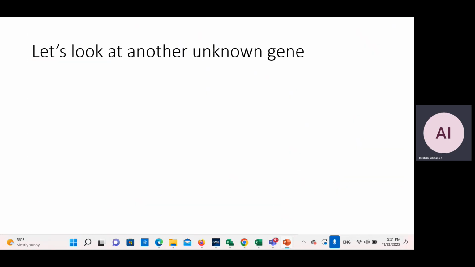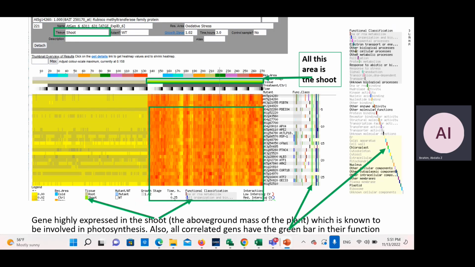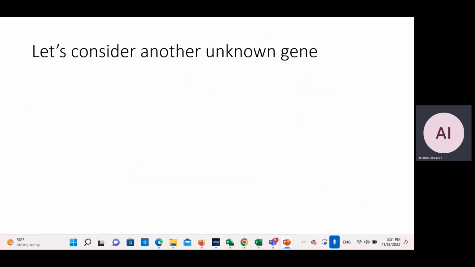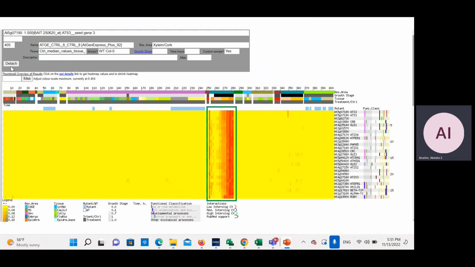Okay, so there's one example of something interesting that you might see. Another unknown gene we looked at, this is the one that I've just discussed earlier. And these bars tell you where it's expressed. So you could conclude that other genes that have to do with photosynthesis, photosystem, phototropin, rubisco, all of these are known to be involved in photosynthesis. Another unknown gene that we looked at, you see that it's highly expressed in here. You could ask, what is this? When you hover the mouse over this, it tells you which tissue it was expressed in.